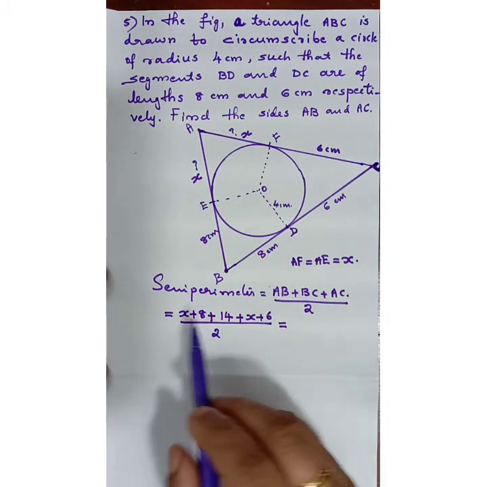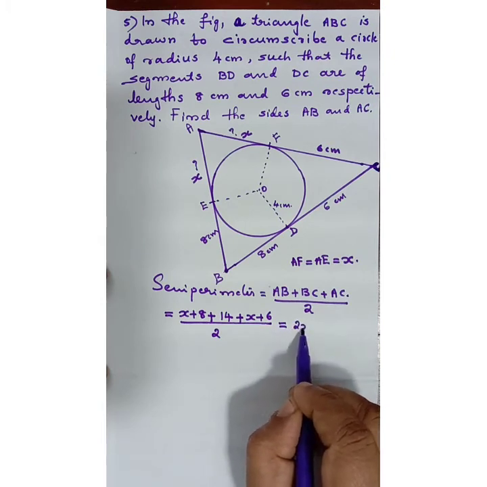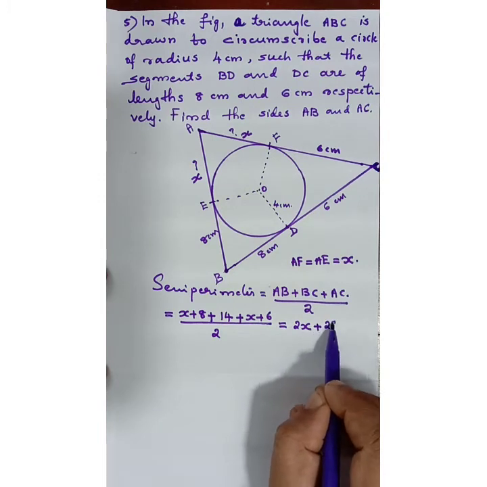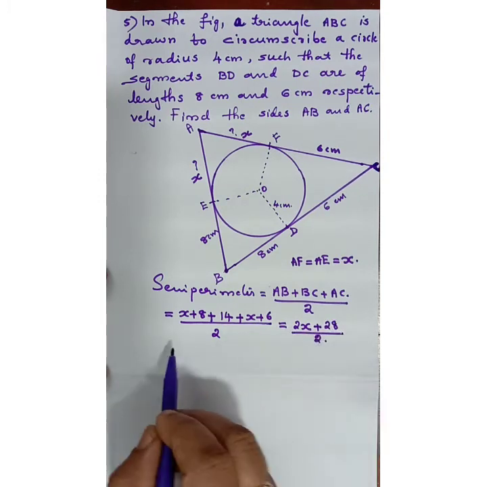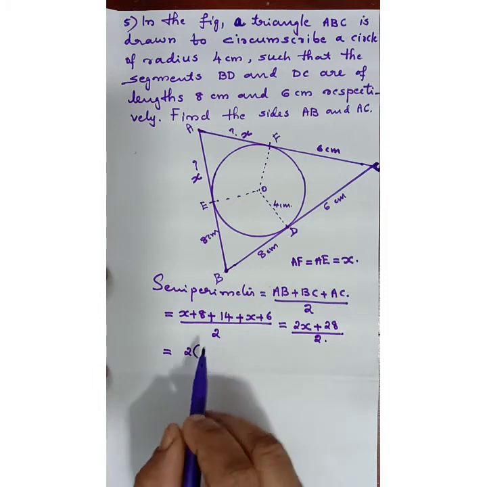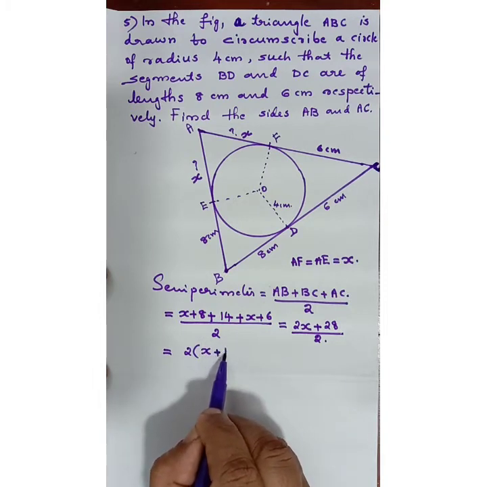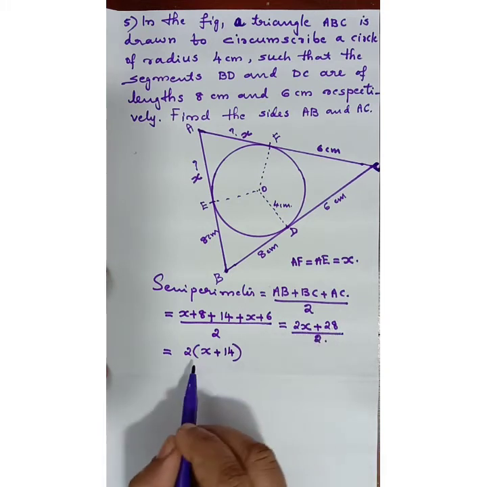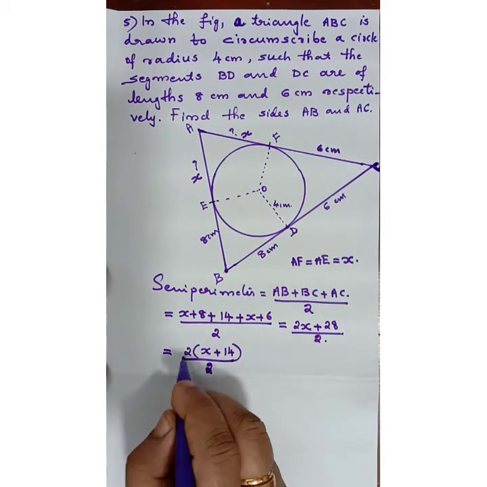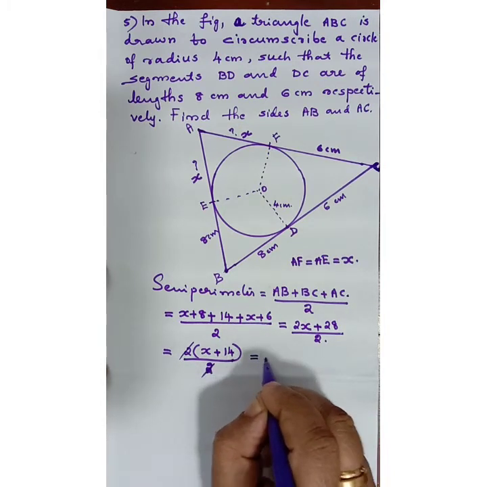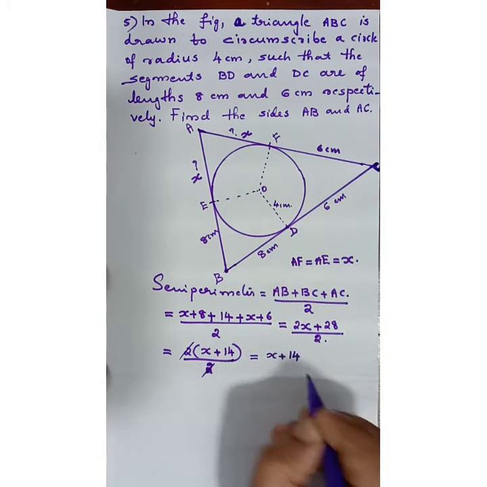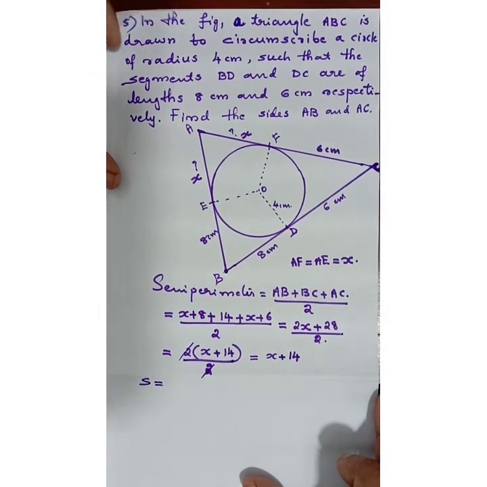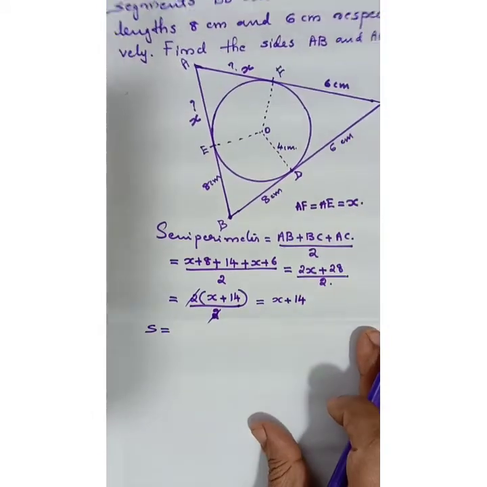Let us add this: X plus X is 2X, 14 plus 6 is 20, plus 8 is 28, so 2X plus 28 divided by 2. Taking 2 common from both, we have 2 times X plus 14 divided by 2. The 2 and 2 cancel. We have X plus 14 as the semi-perimeter. We can represent it by the letter S. S is equal to X plus 14.